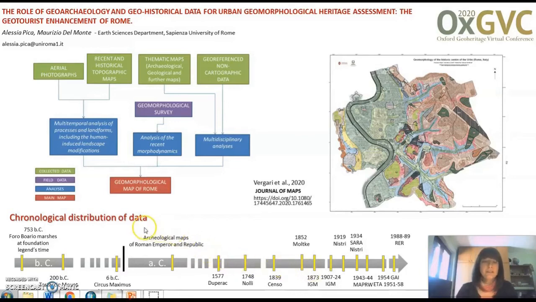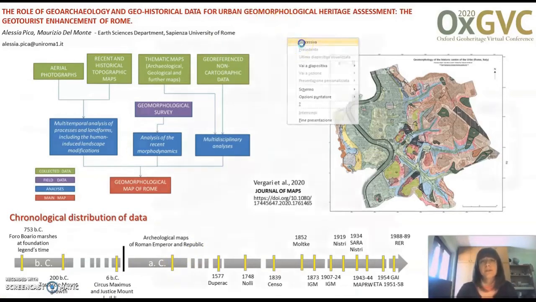But as shown in the timeline, this kind of data are not very well represented in our map. This is the reason why our new project will explore geoarchaeological data about Rome.